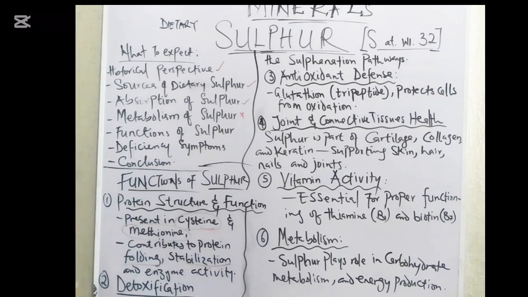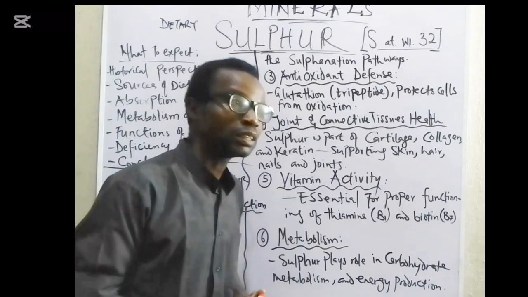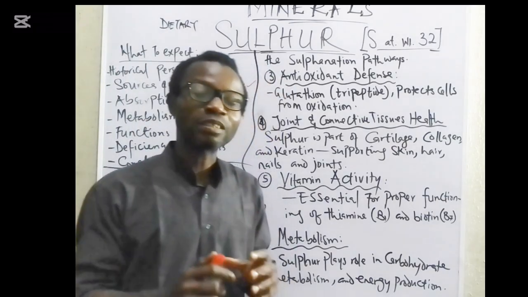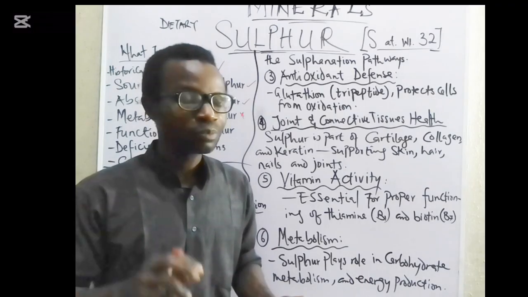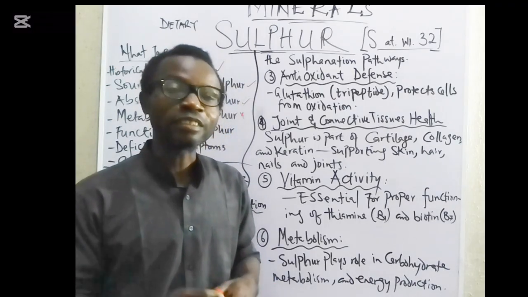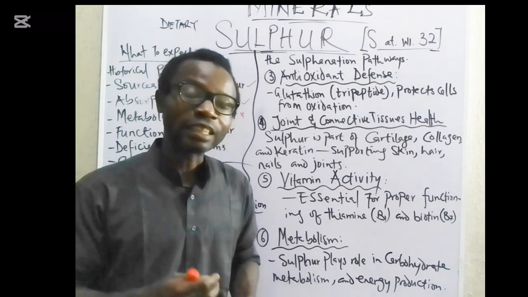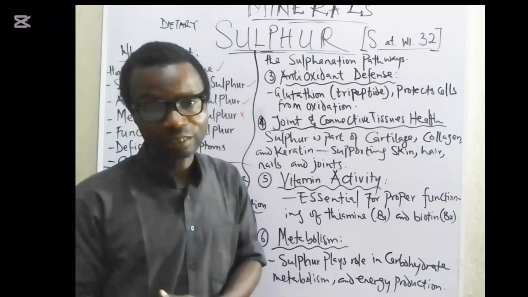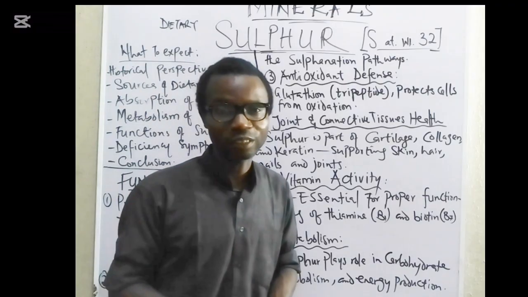Now, the second function of sulfur we're going to look at is detoxification. Sulfur is a very important part of the sulfonation pathway, which is for liver detoxification. The liver is one organ of the body that is very crucial and plays a lot of roles, and in order to keep it well and healthy, there is need to detoxify it. It actually helps detoxify the body of toxins, keeping it healthy. So sulfur plays an essential role in that.